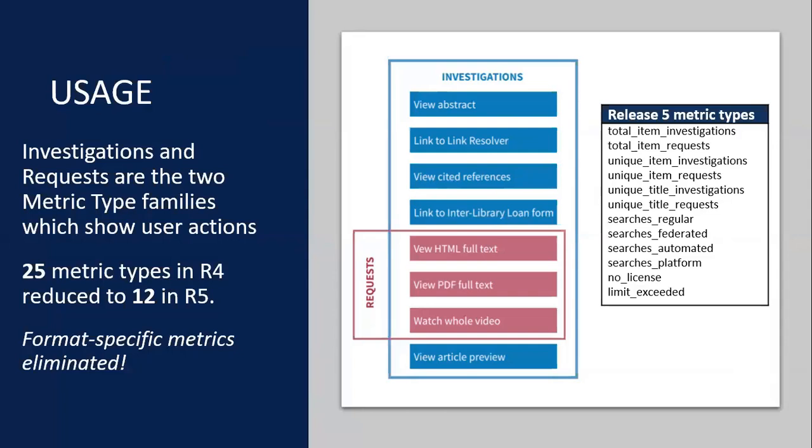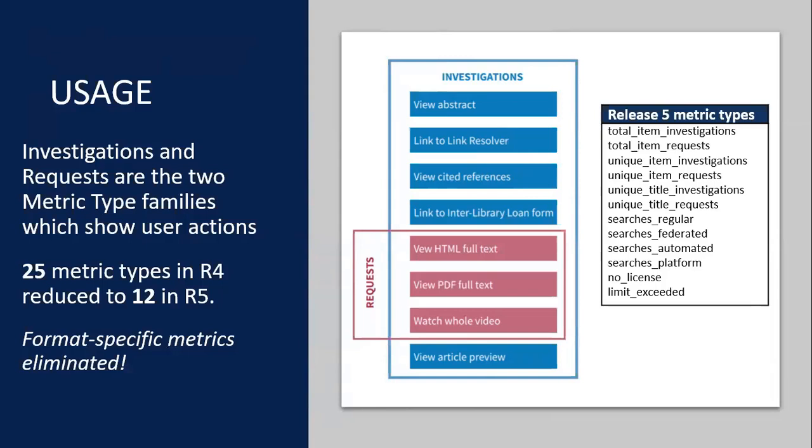In R5, we've gone to considerable effort to rationalize the metric types. We now have 2 families of metric type, investigations and requests. Investigations are, I guess, if you think of a user going to a publisher's site and just doing stuff, looking at an abstract, viewing some references, investigations are intended to give you an indication of the overall activities that go on around the usage of resources.